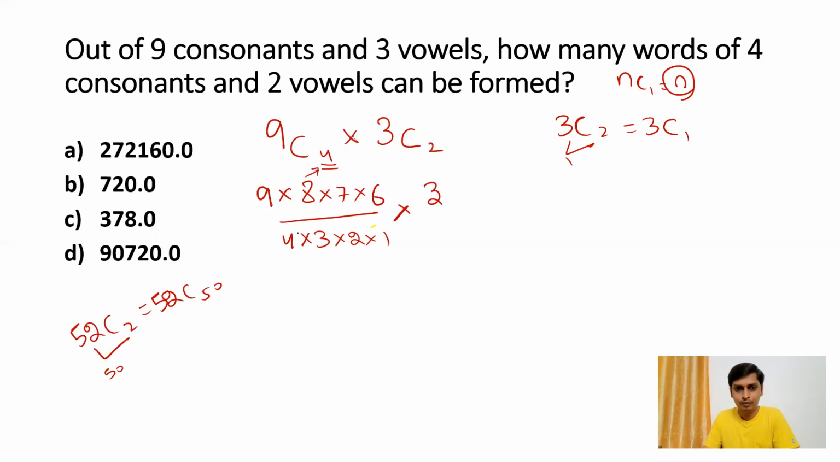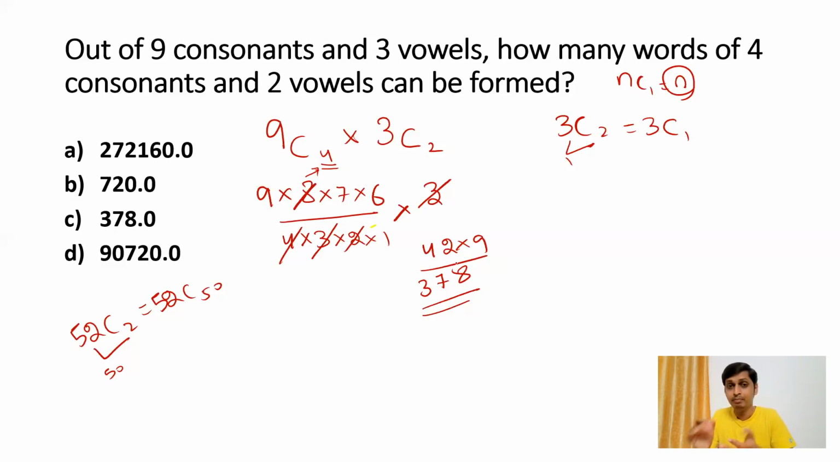Now cancel it. 4 times 2 is 8. And we can cancel the 3. Now you have 9 into 7 into 6. So it is 42 into 9. So what is 42 into 9? It is 378. So most of the students replied 378, right? Most of the students answered this question as 378.